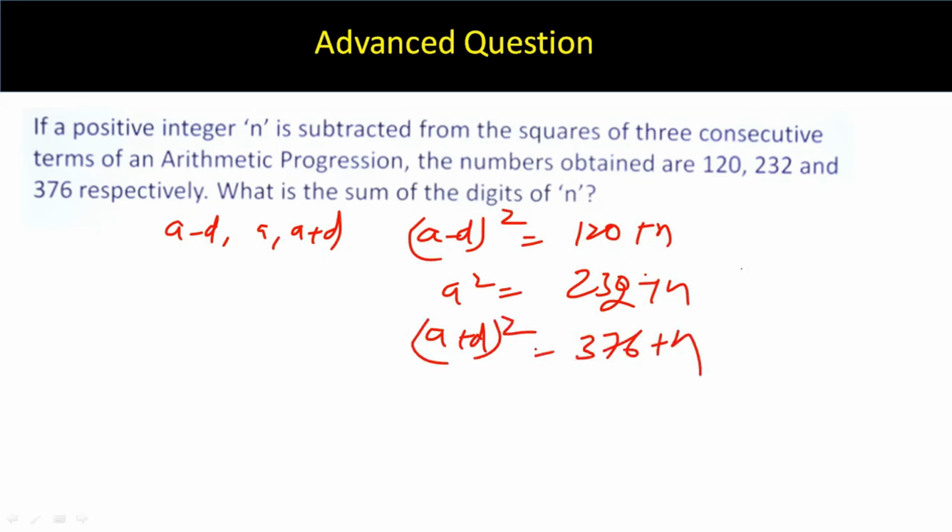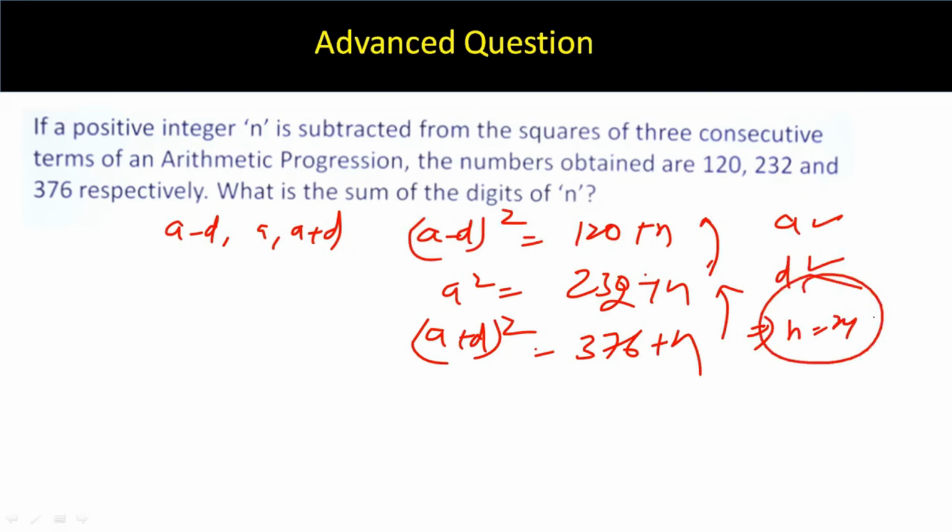Then I subtracted the first equation from the second and the second equation from the third. Then I got B4 and A16. After that, I found out the value of N. And then the required sum will be 6.